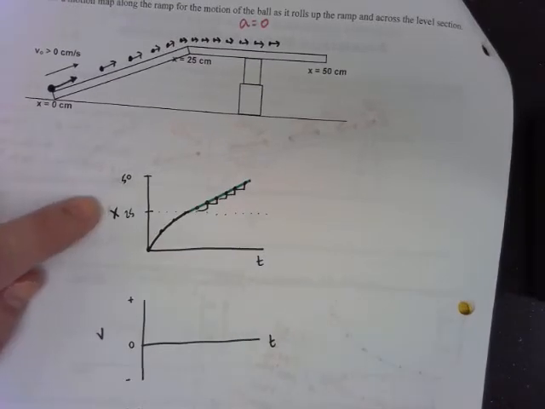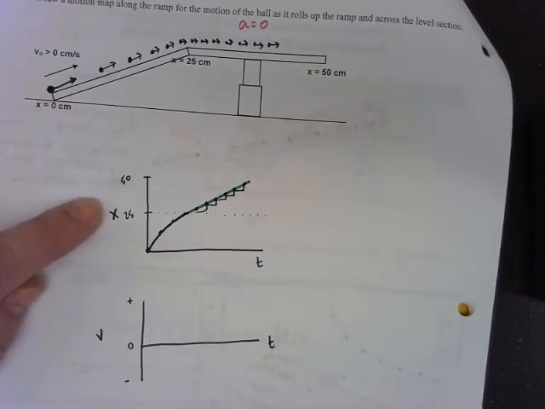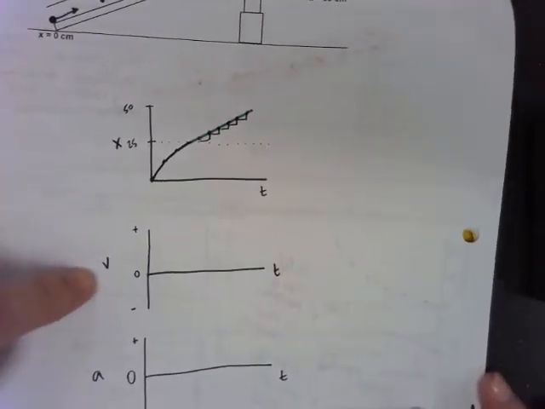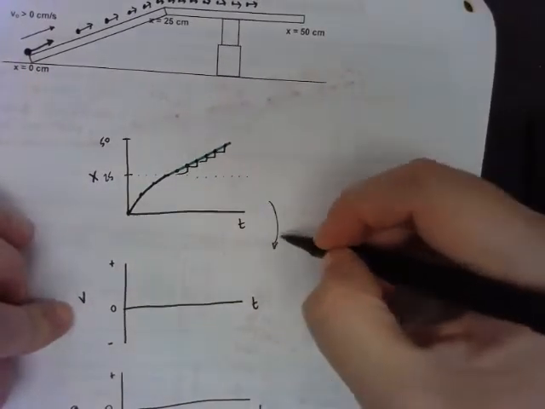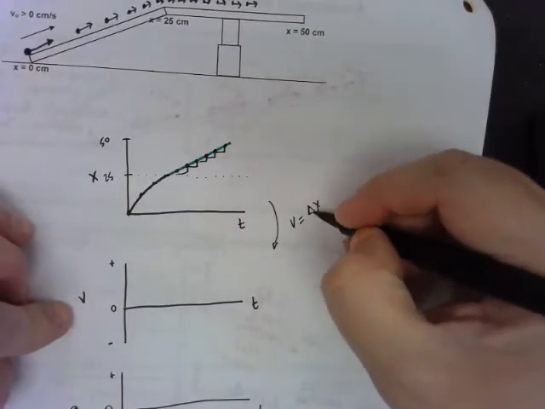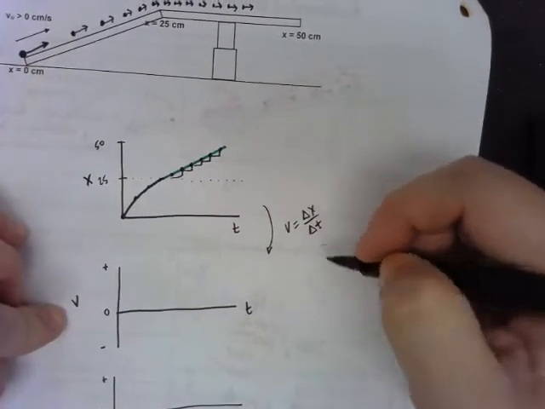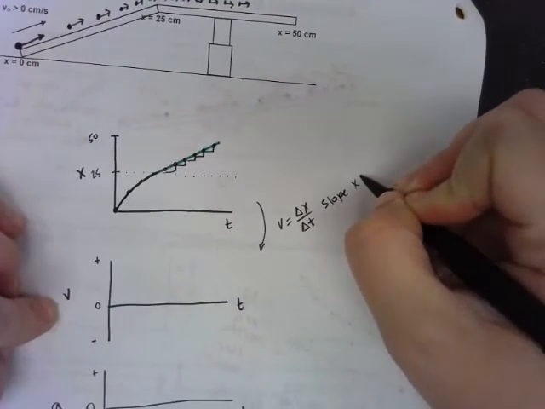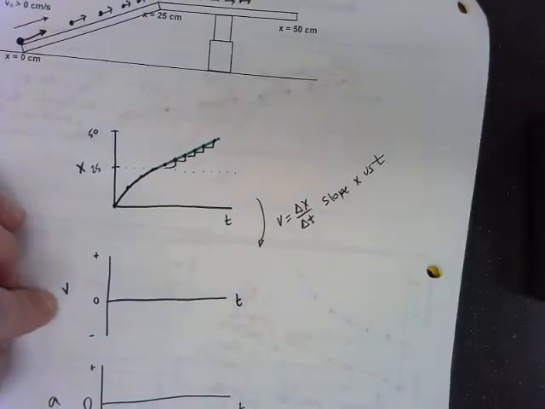You guys have any questions about the position versus time graph? No. Okay. So for velocity versus time, remember that we can do velocity as the change in x over the change in time, the change in position over the change in time. And so that's the slope of our position versus time graph.